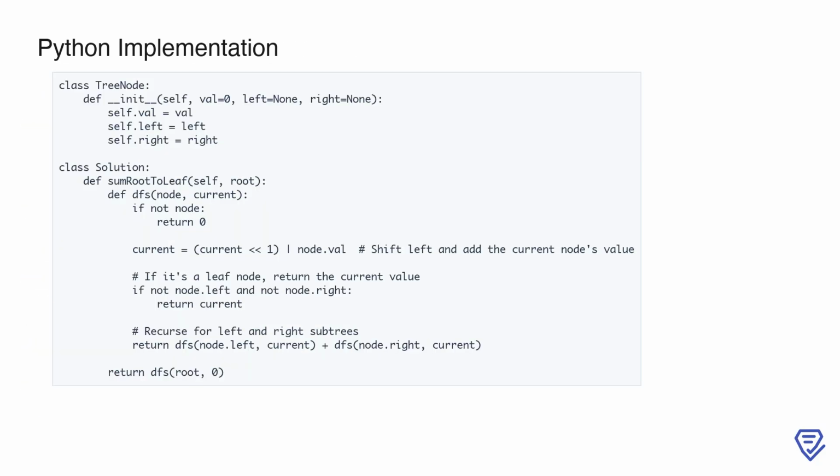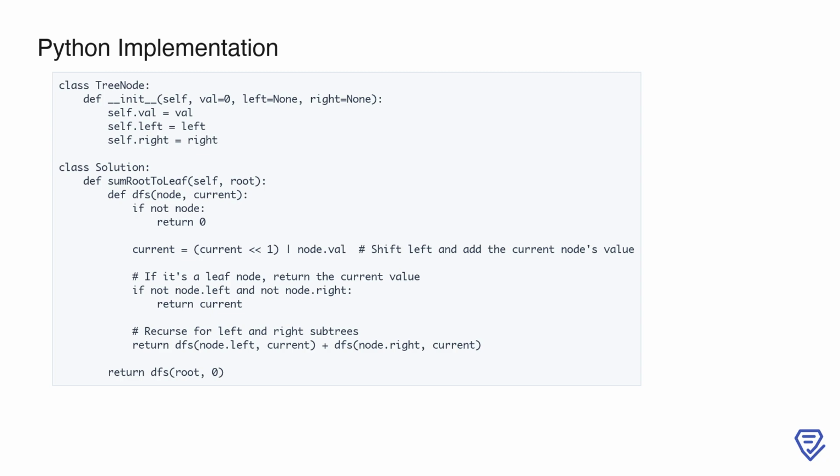This solution solves the problem of summing binary numbers formed from root-to-leaf paths in a binary tree. The approach uses depth-first search (DFS) traversal to explore all paths and compute their binary values efficiently. The sum root-to-leaf function is the main entry point. It calls a helper function DFS with the root node and an initial value of 0 to represent the current binary number being formed. The DFS function is recursive.